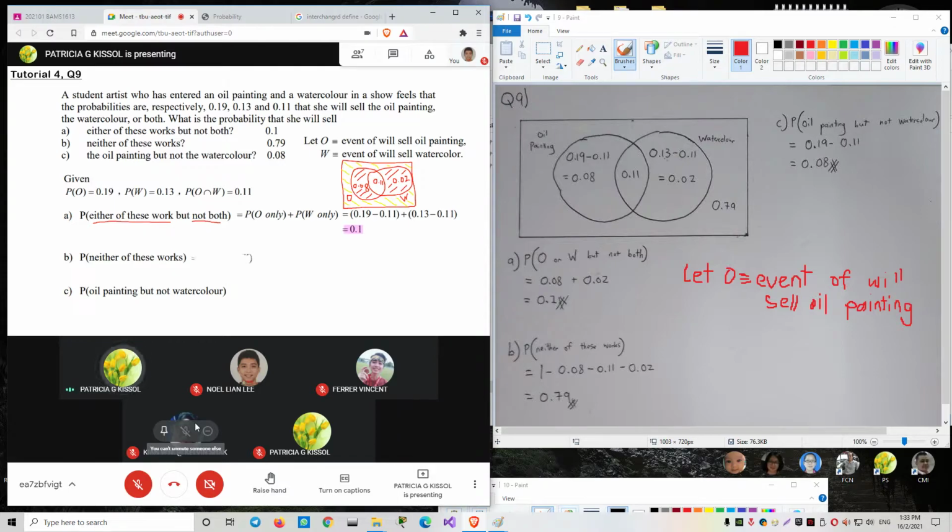So that means here we use 1 minus the probability of O and W, which gives us 0.11, and therefore we should get 0.79. That is correct.